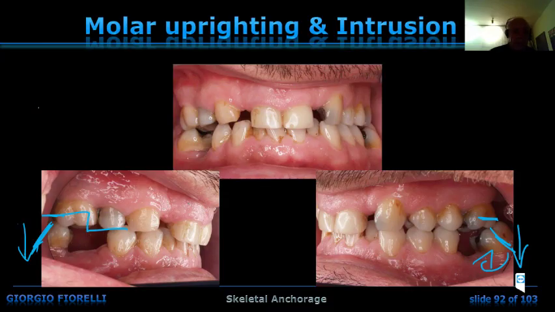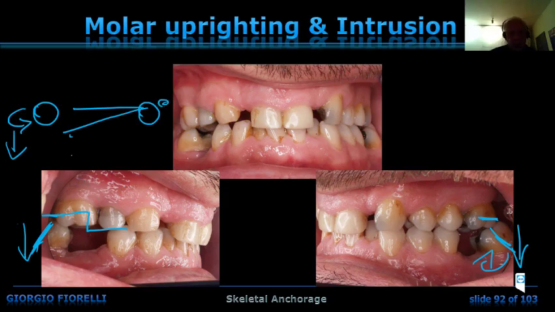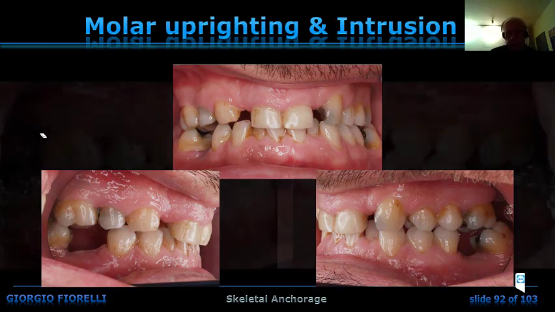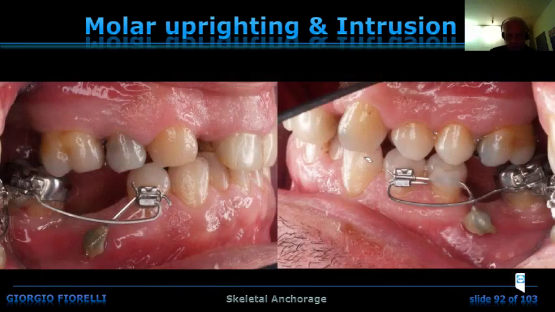Now think about it. When we were working with the TPA, we were getting rotation and distal movement. We can use the same concept on another plane to have the same uprighting and intrusion. So let's see how it works. We have a TAD and we connect it with the premolar. And let's imagine that this Y here, or this Y here, has the same role as the TPA. How do you activate it?